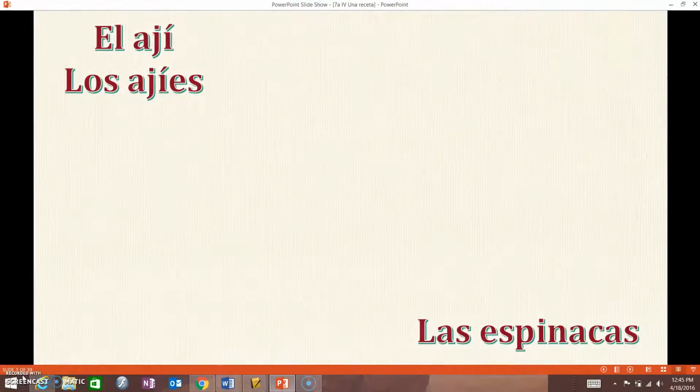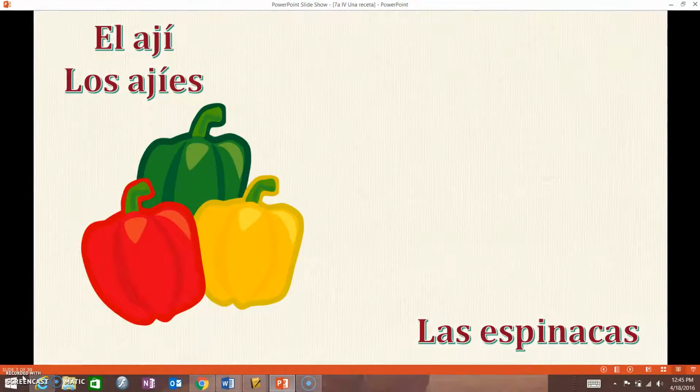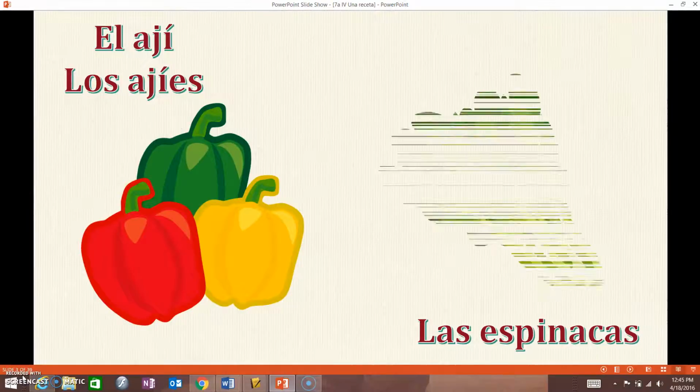Y tenemos el ají o los ajíes. Ají es como bell pepper. Ajíes are bell peppers. So, el ají verde, el ají rojo y el ají amarillo. Red, yellow, and green bell peppers.